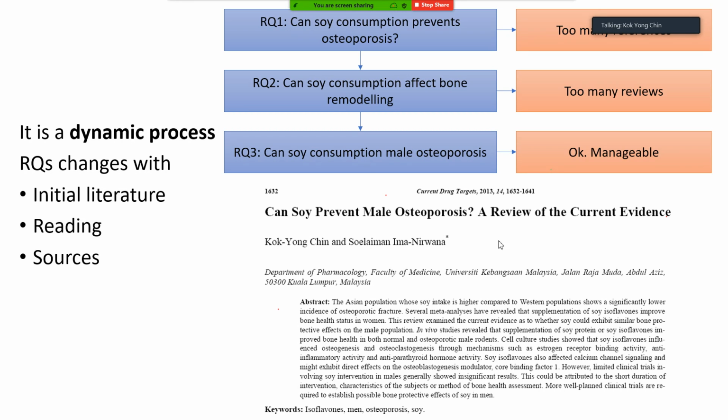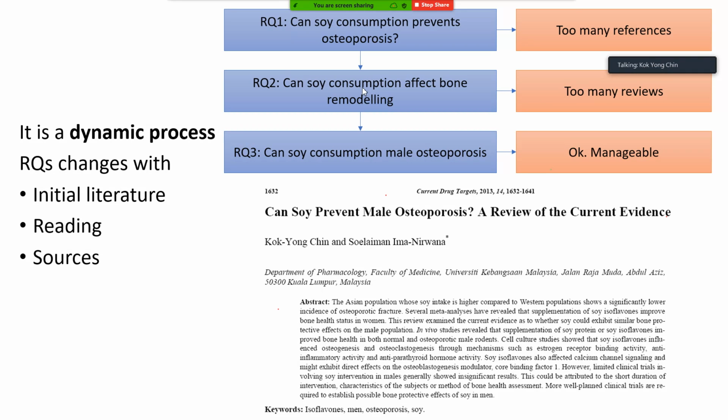So for this title, initially I wanted to write about soil and osteoporosis. Can soil consumption prevent osteoporosis? So I did an initial search. Oh my god, there are too many references. There are thousands and thousands of references. I'm not sure whether I can handle that alone. So I think I want to change it.